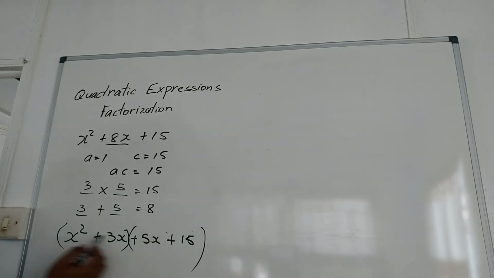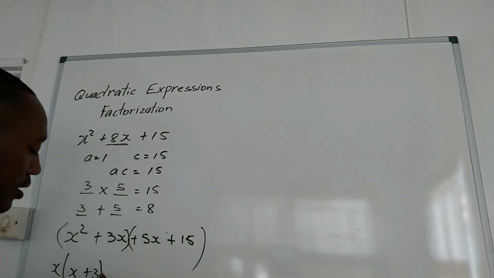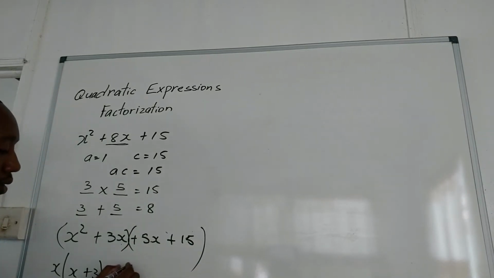So what is our common factor here? Here our common factor is x. Right? And when we factor out x, x squared divided by x will give us x. 3x divided by x will give us 3. And here our common factor will be 5 plus 5. 5x divided by 5 will give us x. And 15 divided by 5 will give us 3.